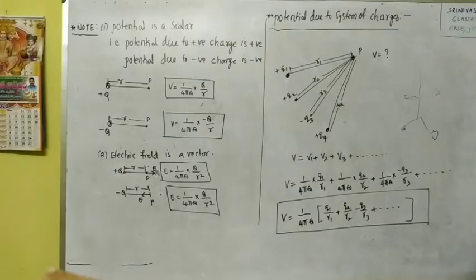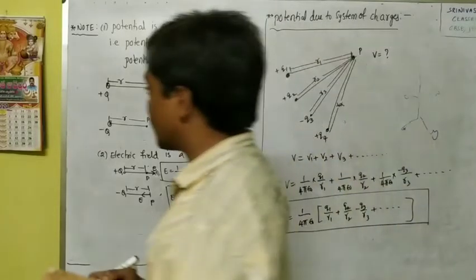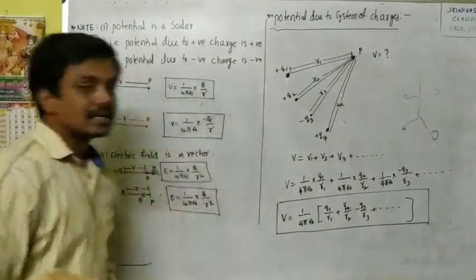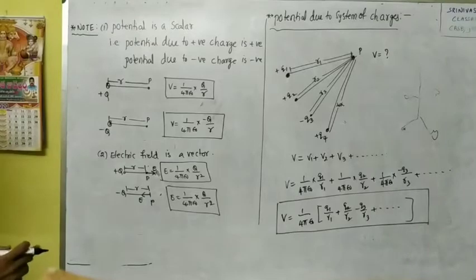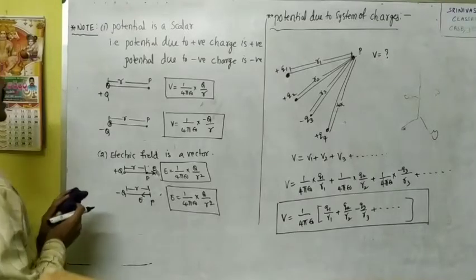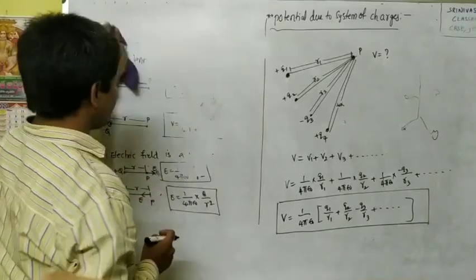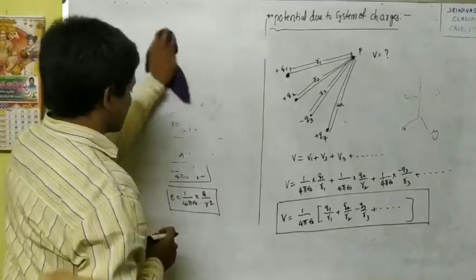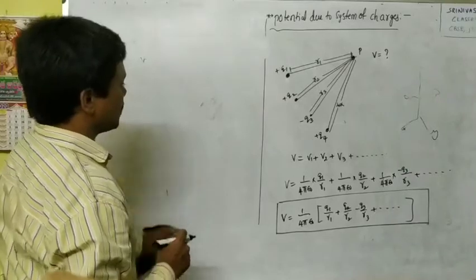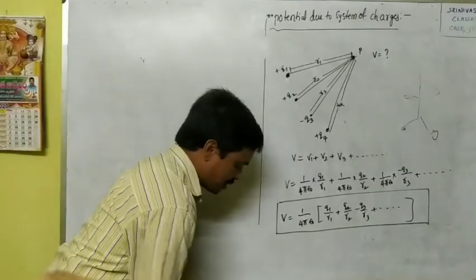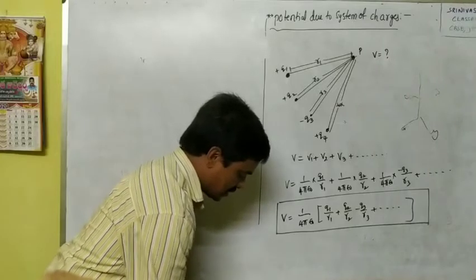We should not use the vector laws because potential is not a vector, it is a scalar. This is an important point. And the next topic: here we discussed the potential due to point charge, and we derived some formula. Let us see one problem based on this.